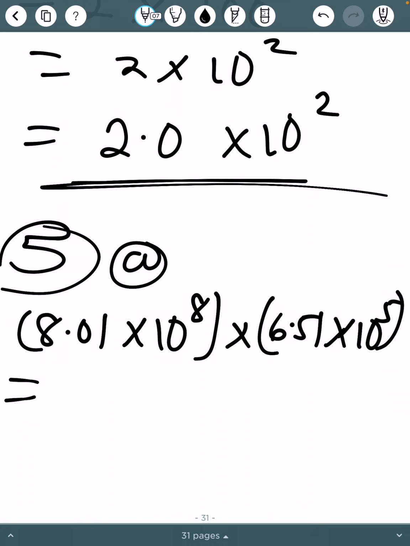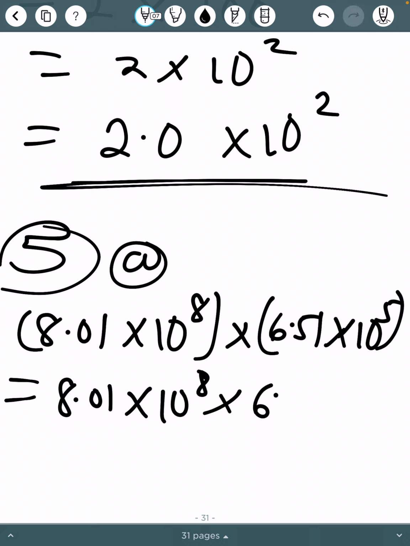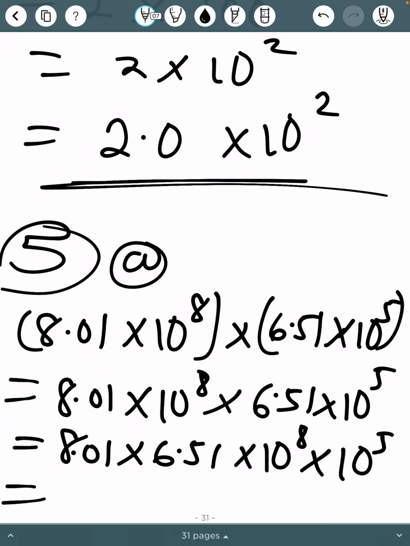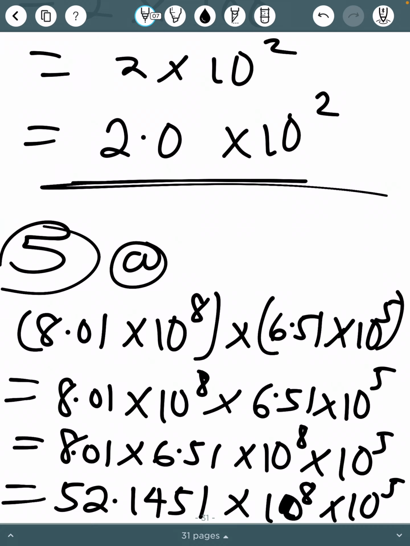So what does it give me? What am I supposed to do here? Throw the brackets away. So I'm supposed to have 8.01 times 10 raised to power 8 times 6.51 times 10 raised to power 5. I'll put the numbers together and the powers of 10 together. 8.01 times 6.51 times 10 raised to power 8 times 10 raised to power 5. 8.01 times 6.51 is 52.1451. Then times 10 raised to power 8 times 10 raised to power 5. What's 8 plus 5?